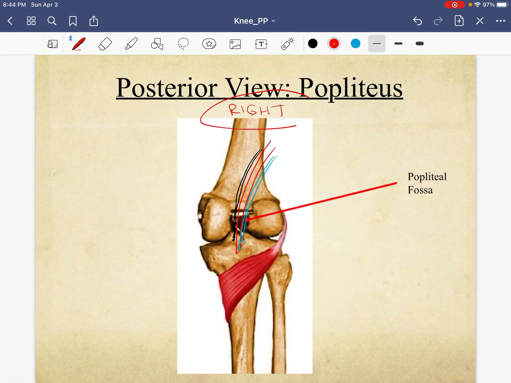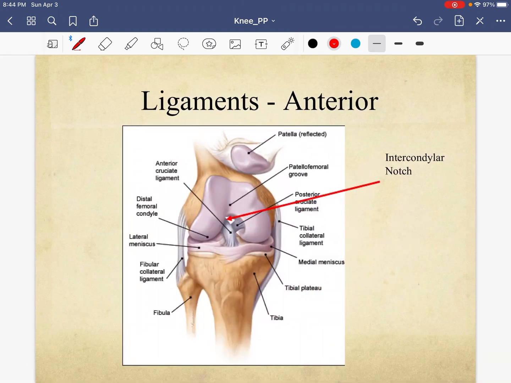Okay. All right, so now we can start talking about the ligaments. That gets me excited. Maybe it does you. All right, I had to go grab a tissue, so I'm so sorry.